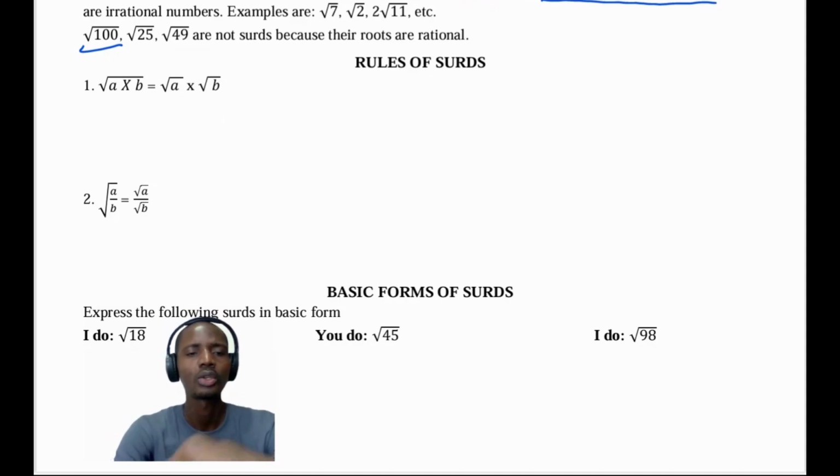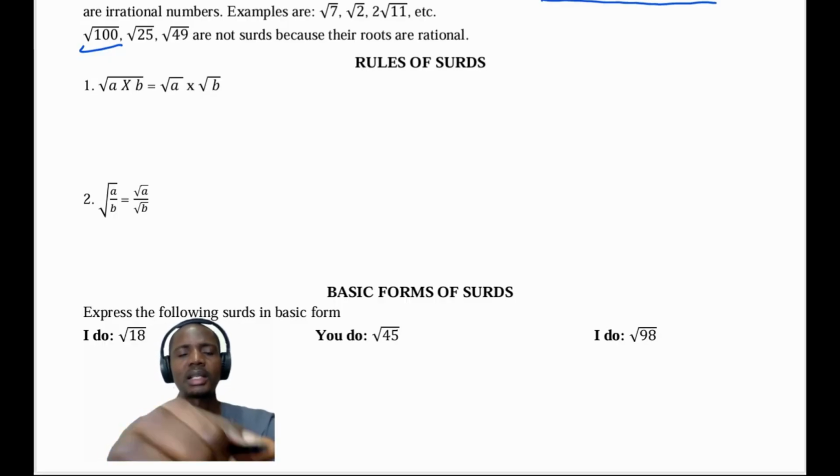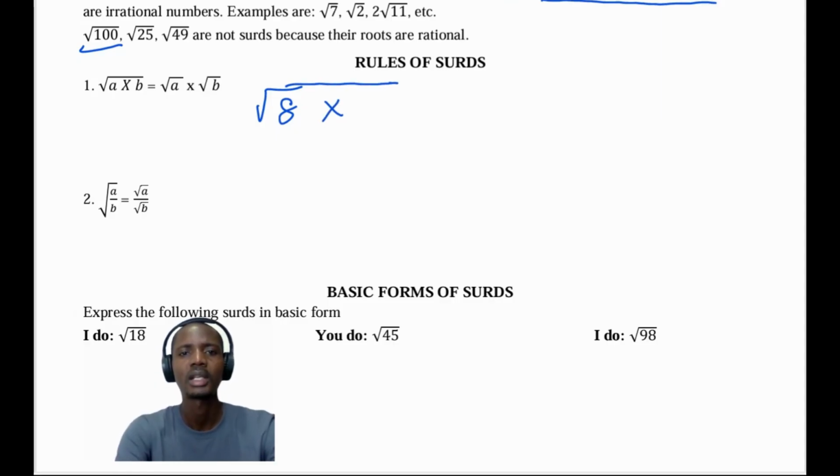The rules of surds. The first is root a times b. We can use any variable at all, but I'm using a and b in this case. So root a times b is equal to root a times root b. Let me use a number as an example. We have root 8 times root 10. What the rule means is that I have root 8 times root 10.